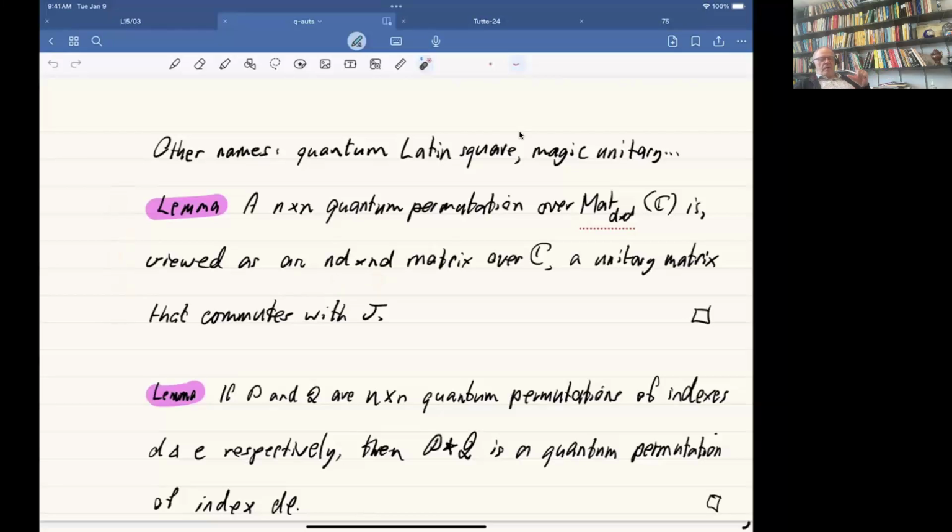Now, this is just a statement of properties of a matrix of d by d projections whose rows and columns sum to the identity, to ID. The second claim is very easy, or both claims are easy, and so I'm going to make them exercises. So the nd by nd matrix over the complex numbers is unitary, and well, actually it probably commutes with J tensor ID.